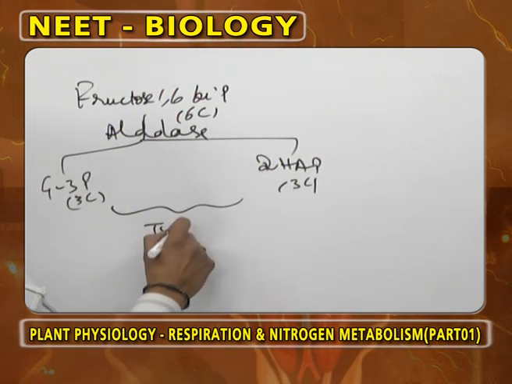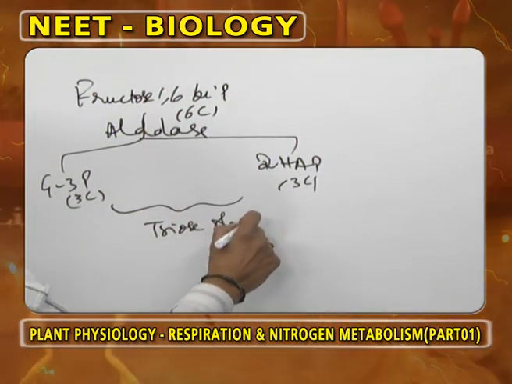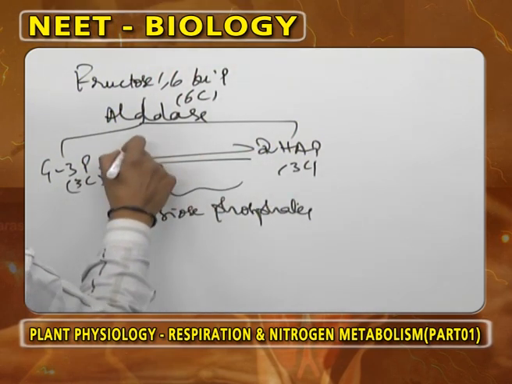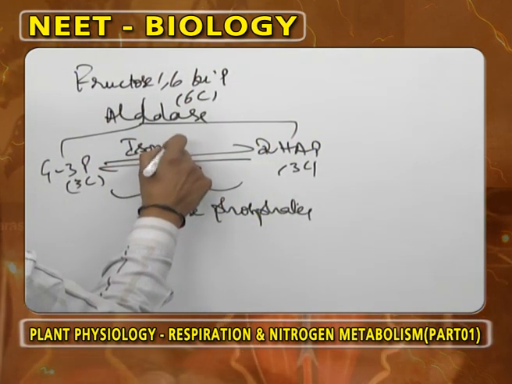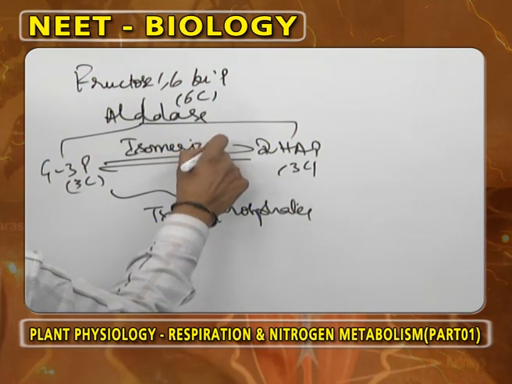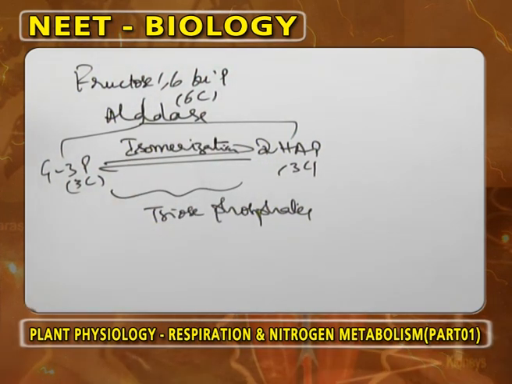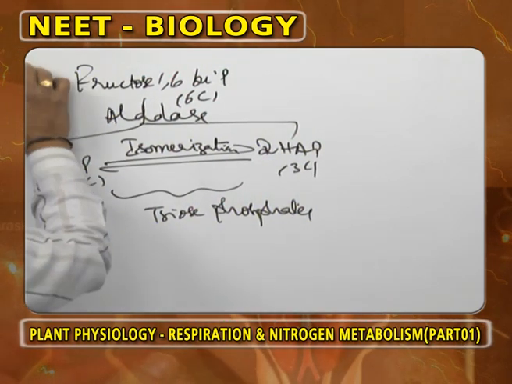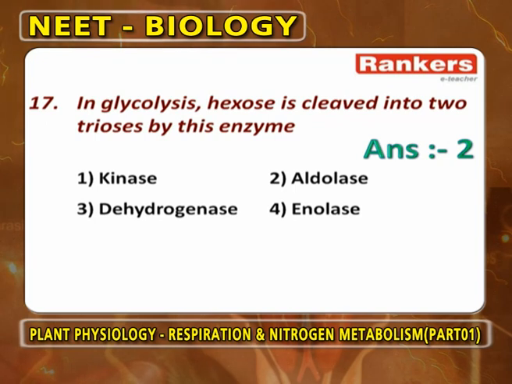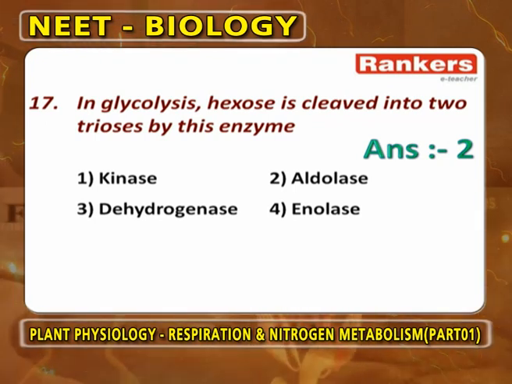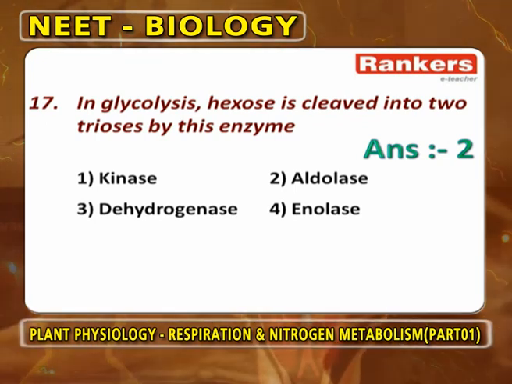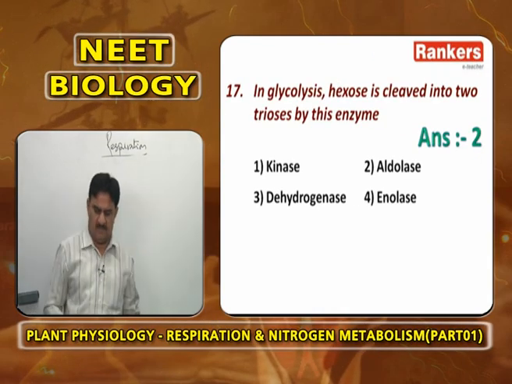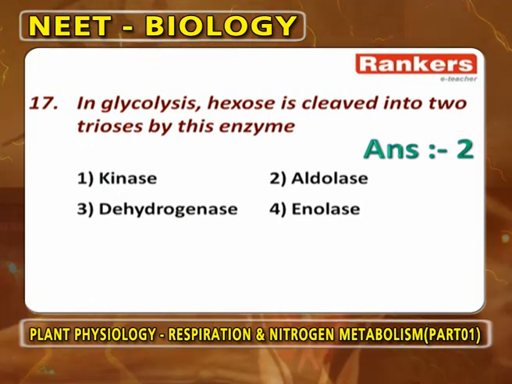These two are called triose phosphates. These two are also interconvertible in the presence of glyceraldehyde 3-phosphate isomerase. So, aldolase is the enzyme which converts a 6 carbon compound fructose 1,6 biphosphate into glyceraldehyde 3-phosphate and dihydroxyacetone phosphate, which are nothing but triose phosphates.